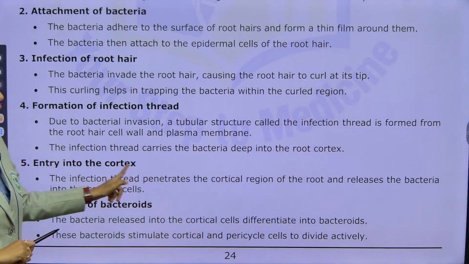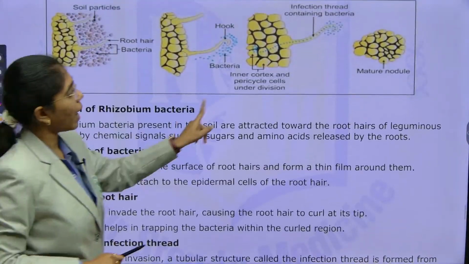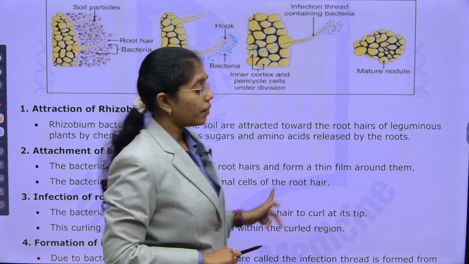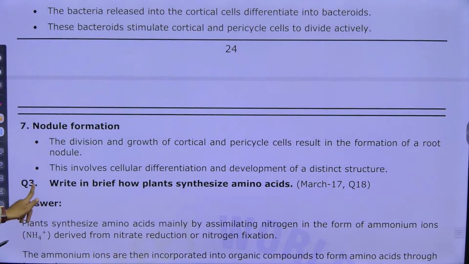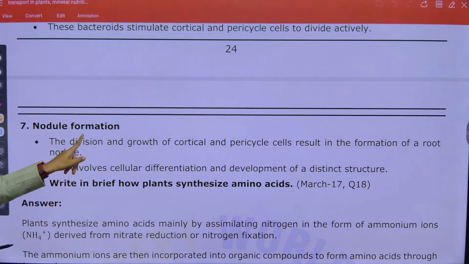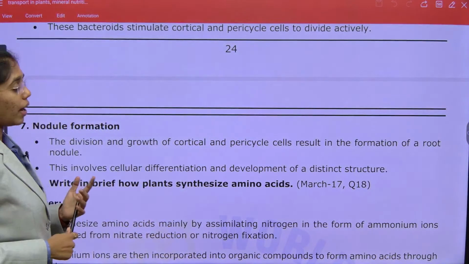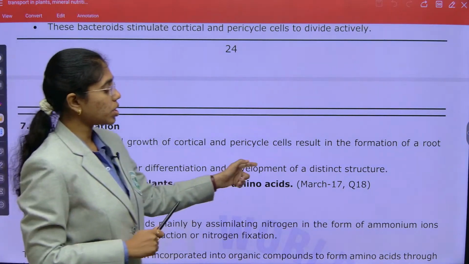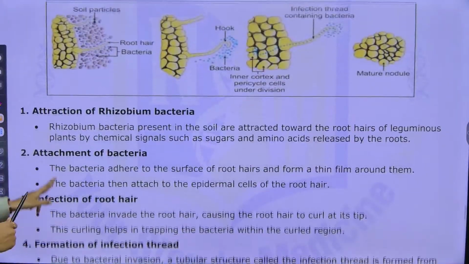Then entry of bacteria into the cortex region. Lastly, formation of bacteroids like this. This formation of bacteroids only, we are addressing it as what? Root nodules, where nodule formation is taking place at the end. The division and growth of the cortical and pericycle cells will help in the formation of root nodule. This involves cell differentiation and development of distinct structure. Clear till here? Any doubt anywhere?